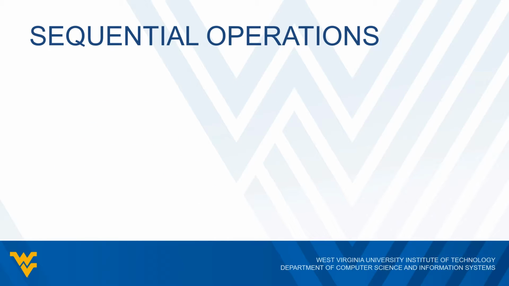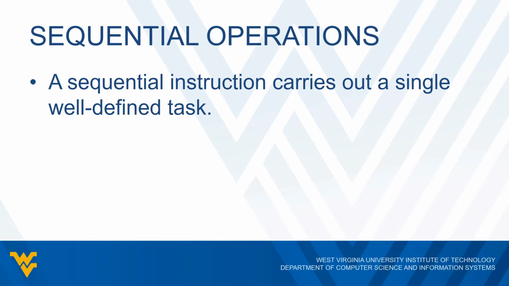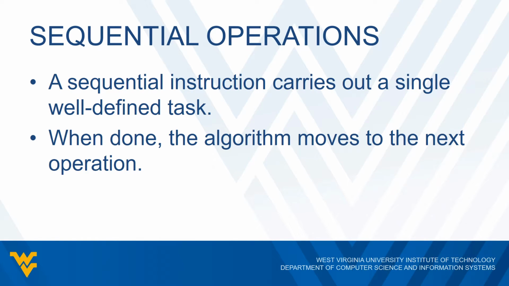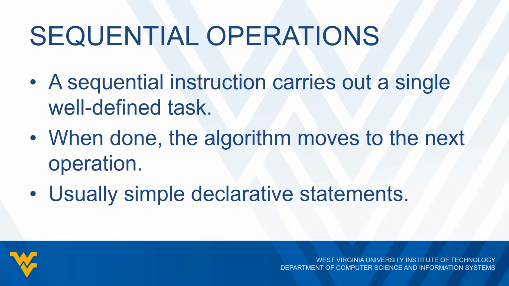A sequential operation, or a sequential instruction, simply carries out a single well-defined task. So when this task is finished, the algorithm simply moves on to the next operation. So we do one operation, and when we're done, we move on to the next. And when we're done with that one, we move on to the next instruction. We just keep going through and perform these different operations, one instruction at a time. Usually, these operations are expressed as simple declarative statements.